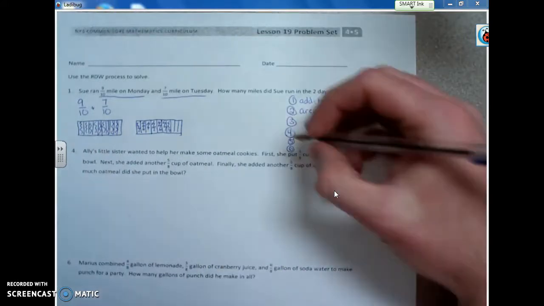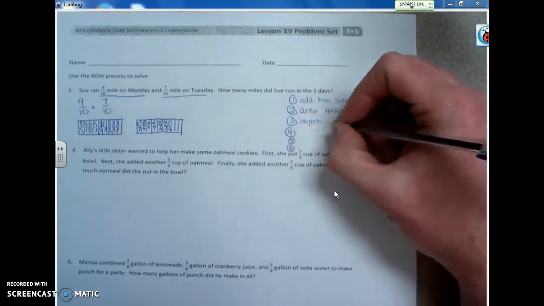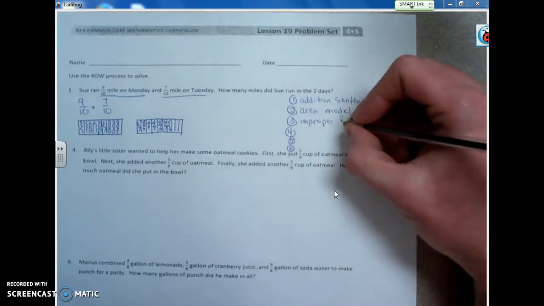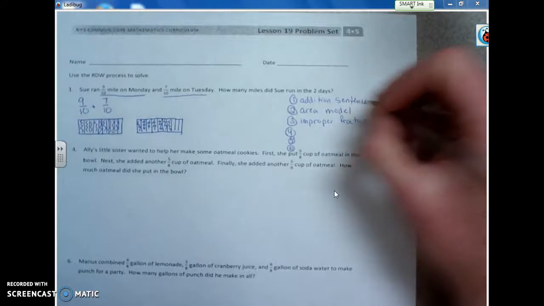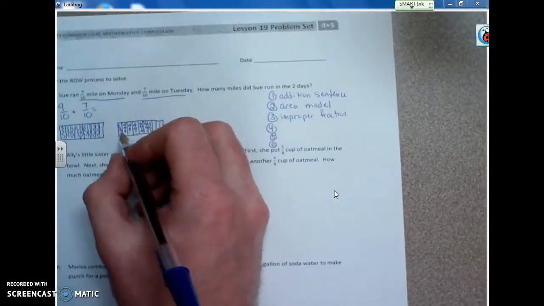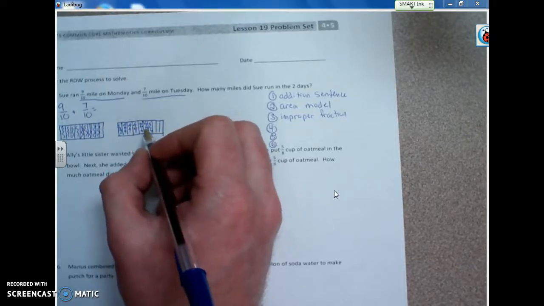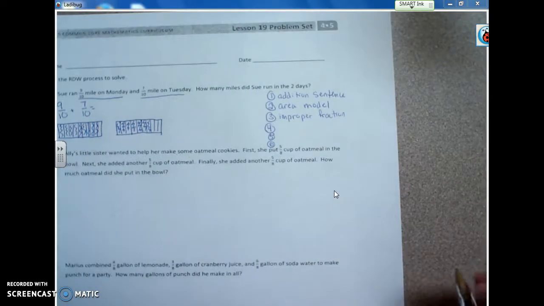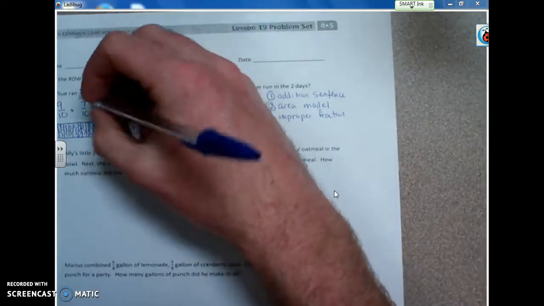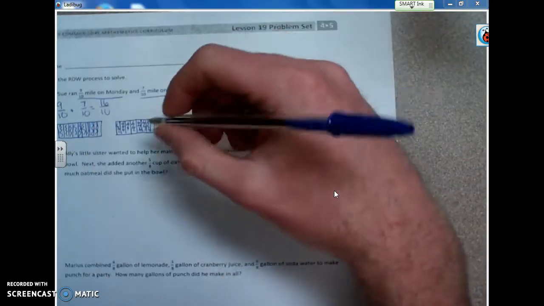Alright, next I'm going to write my improper fraction. So all these pieces are tenths. So I have 9/10, 11/10, 12/10, 13/10, 14/10, 15/10, 16/10. 9 plus 7 gives me my 16/10.